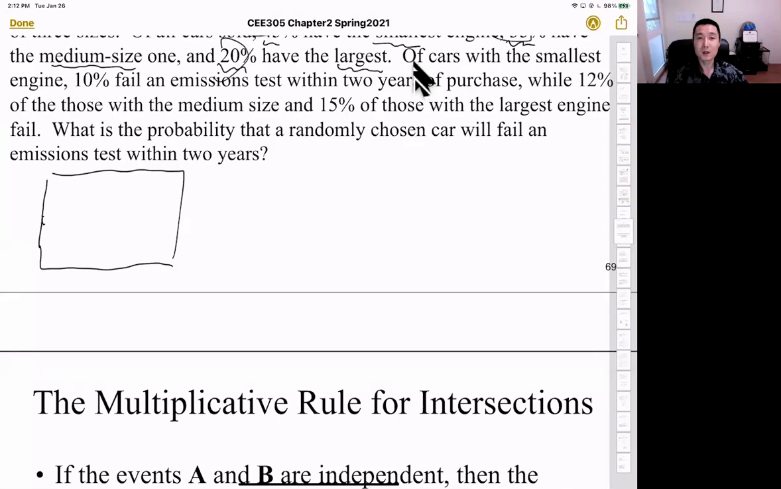Okay, so let's see. Small engine, that's 45%. Medium engine, 35%. Okay. And large engine, 20%. Okay. And again, the three engine sizes are mutually exclusive events.